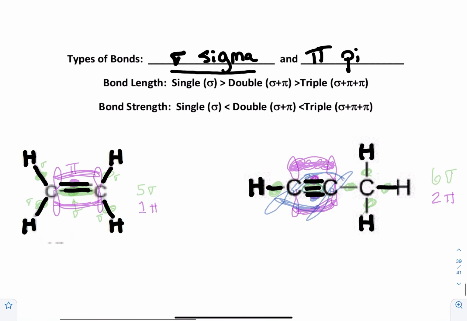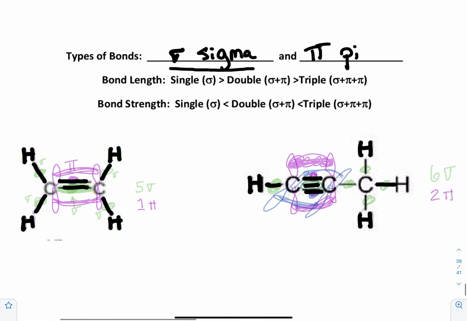Now, this is the important part. You've got to know this information. This is fundamental, and it will come back to haunt you in organic chemistry and on the final and everything. This is super important. You need to know that the single bonds are the longest bonds. Then you have your double bonds, and then you have your triple bonds. So that's length. Now, strength is the opposite.